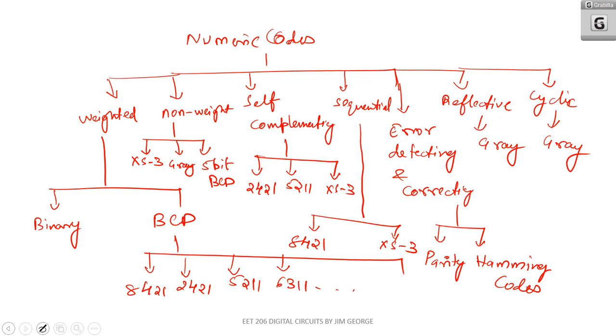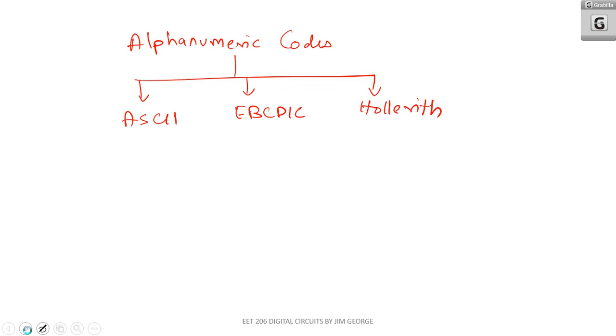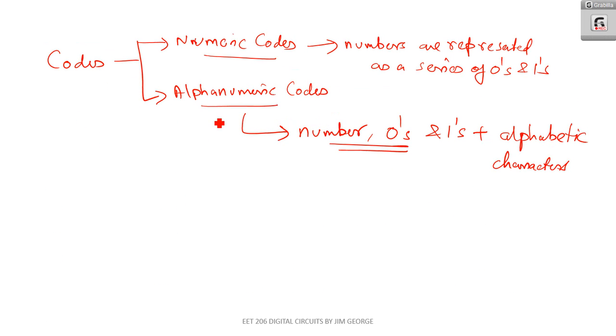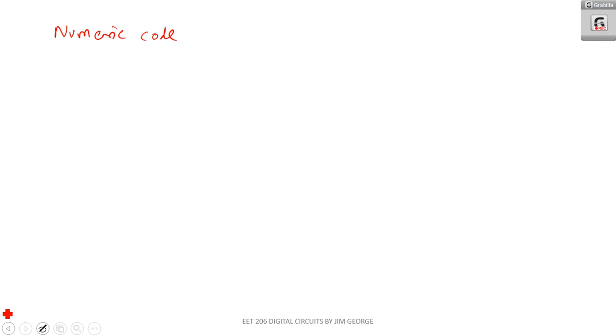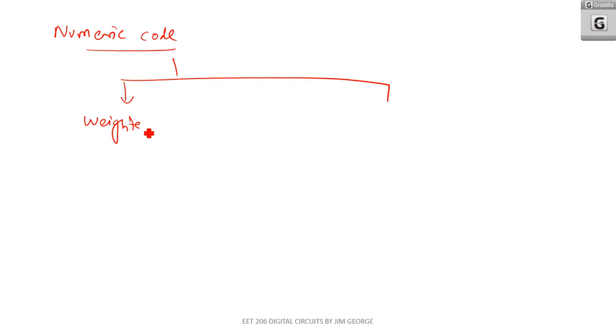First we will start with numeric codes. I have already given the explanation of numeric code. In numeric codes, numbers are represented as a series of zeros and ones. Now, in numeric code, the first classification is weighted codes and non-weighted codes. First I will explain what is meant by weighted code, and then non-weighted code.